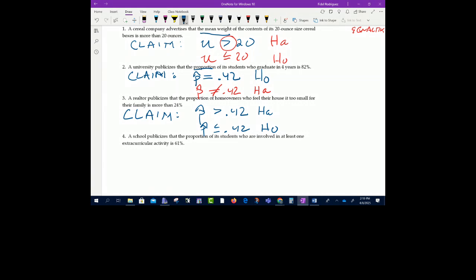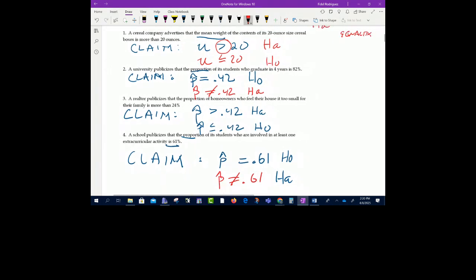All right, we got another one here. Number 4, it says a school publicizes that the proportion of its students who are involved in at least one extracurricular activity is 61%. Okay, so again, look, I'm going to come back here. My claim, the proportion of students is 61%. So they're saying my p hat is equal to 0.61. What do you think? Is that my Ho or my Ha? That's a Ho. Okay, so look, y'all, let's write out the Ha. If p hat is equal to 0.61, the Ha is not equal to. Very good. Not equal to 0.61. Awesome, y'all. Doing great.